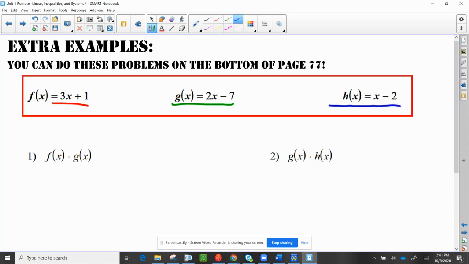There are those functions. Okay, so if I'm going to find f times g of x, well, f of x is 3x plus 1. And g of x is 2x minus 7. So this is another example where we're going to FOIL it out. So I'm going to go ahead and maybe pause here and have you guys try this one, see if you can multiply them together.